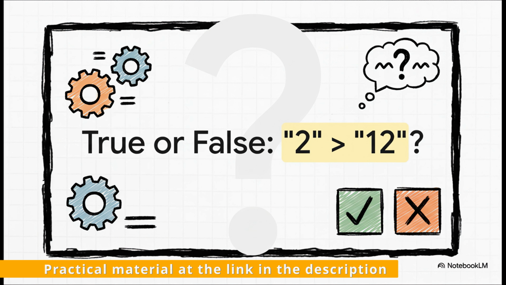So let's kick things off with a little pop quiz. True or false? The string 2 is greater than the string 12. Now, every bit of math you've ever learned is probably screaming, false, no way. But in JavaScript, the answer is actually true. And figuring out why is the key to understanding all the strange logic we're about to get into.